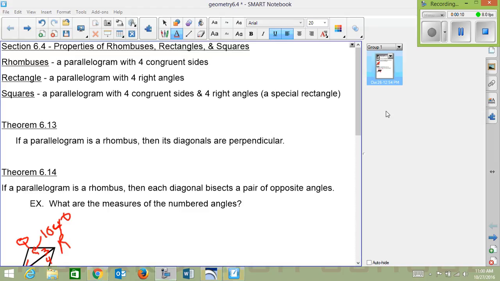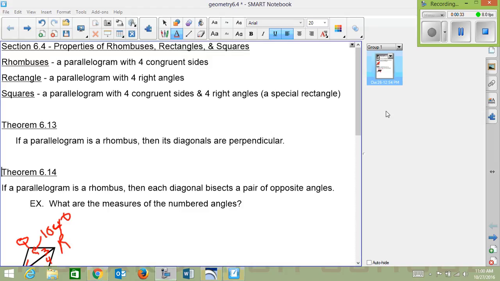So a rhombus is a parallelogram with four congruent sides. A rectangle is a parallelogram with four right angles. And a square is a parallelogram with four congruent sides and four right angles. It is also considered a special type of rectangle. A square is always considered a rectangle. A rectangle is only a square if it has four congruent sides.